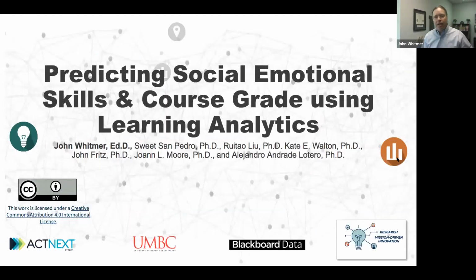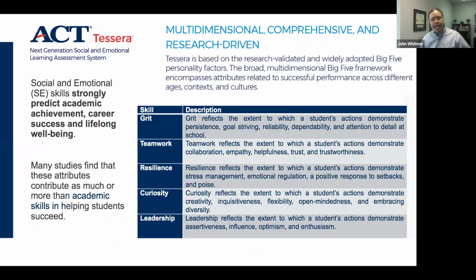So here is a study that we conducted with ACT and ACT Next called Predicting Social Emotional Skills in Course Grade with Learning Analytics. ACT has an assessment called the Tessera, and there's a lot of attention to social and emotional skills, and they have been found to strongly predict, here on the left, academic achievement, career success, lifelong well-being, and they found that those are as important as academic skills to helping students actually succeed, to meet their goals, and to persist to the end.